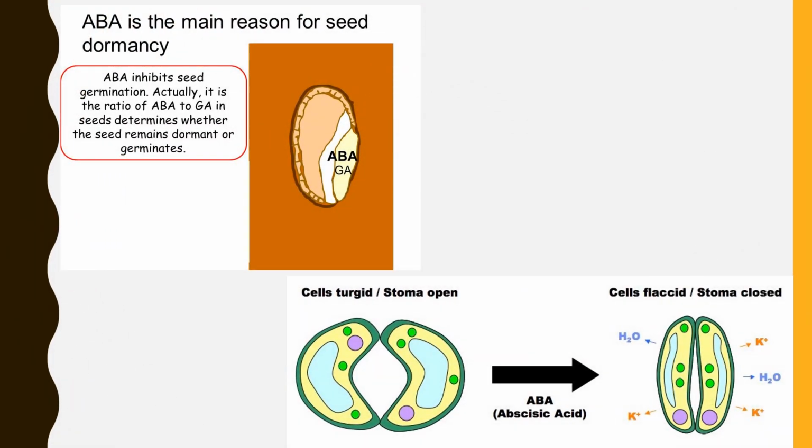Abscisic acid is the main reason for seed dormancy. It stops seed germination. Actually, it is the ratio of abscisic acid and gibberellin in the seed which determines whether the seed remains dormant or it will germinate. It closes the stomata. When guard cells are turgid, stomata are open, but due to the effect of abscisic acid, guard cells become flaccid and stomata get closed.